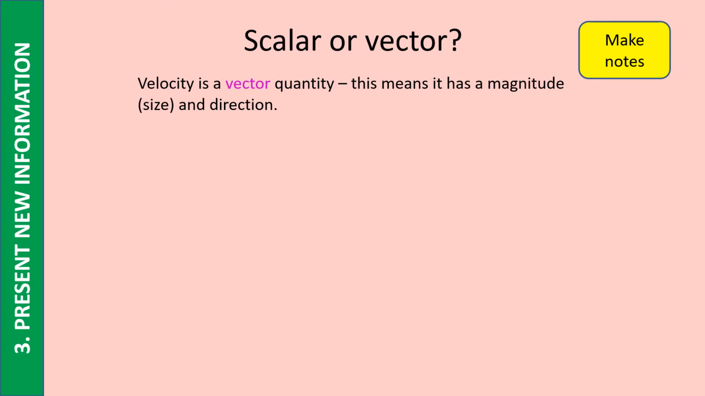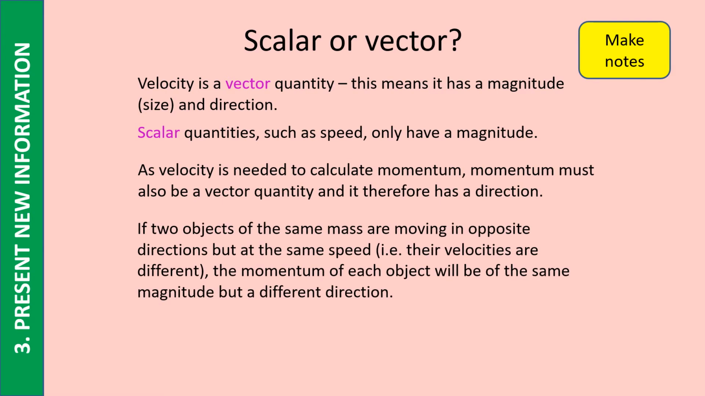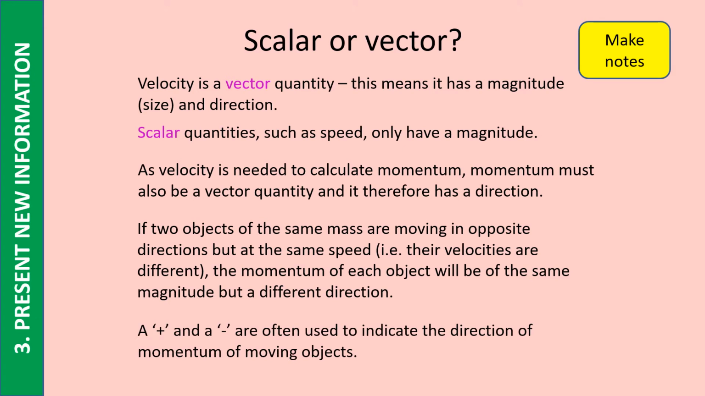The other thing that you need to know about momentum is that it is a vector quantity. That means it has a size and direction as opposed to scalar quantities which only have size or magnitude. If two objects of the same mass are moving in opposite directions but at the same speed, i.e. their velocities are different, the momentum of each object will be the same magnitude but will have a different direction. To allow for this, we sometimes add a plus or a minus to indicate the direction of the momentum of moving objects.